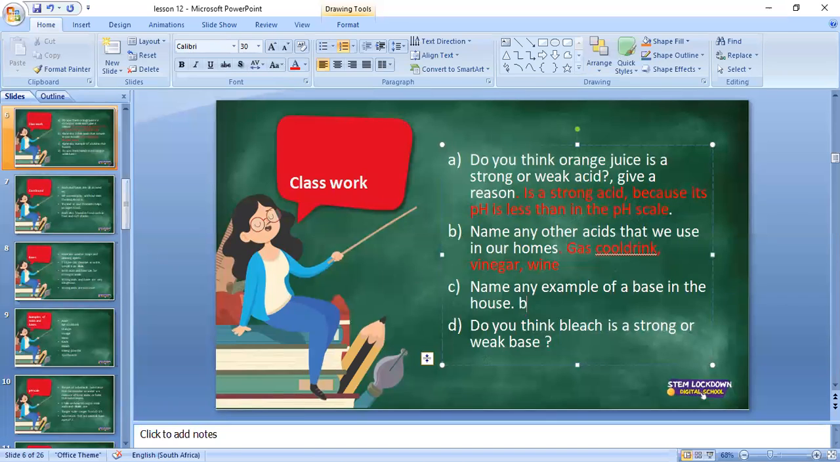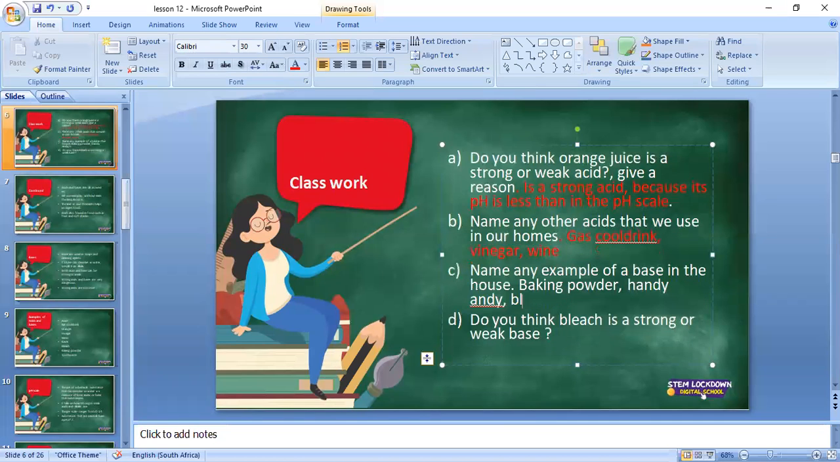I did mention to you last week that baking powder is a base. I also said to you handy-andy, which is ammonia. If you're a science learner, you don't say, mommy, can you use a handy-andy today? You just say, mommy, can you use ammonia? Handy-andy, I call it like that. I think I'm correct. It's handy-andy. Bleach is also one of the household bases, and the oven cleaner. There's still a lot more, like toothpaste. You can count all of those. Oven cleaner is also your base in the house.